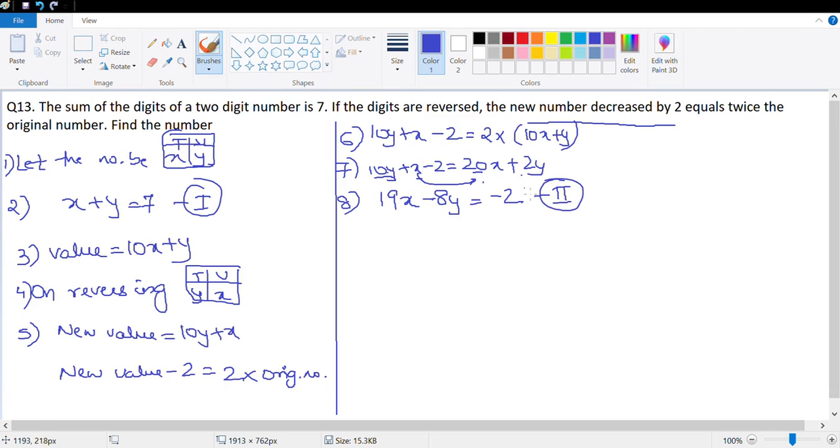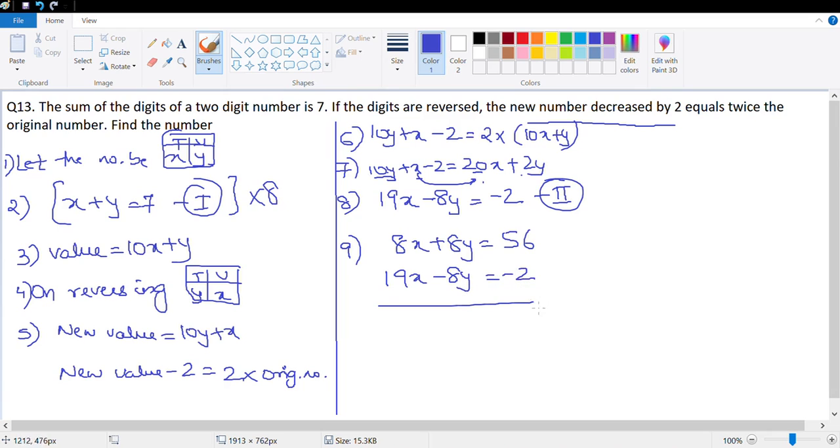How do we need to solve these two equations? Let's try and make the coefficient of y equal, which means I'll multiply the first equation with 8. What we have is 8x plus 8y is equal to 56, and 19x minus 8y is equal to negative 2. Let's add them. 19 plus 8, 27x, 56 minus 2, 54, which means x is equal to 2. So we've got the value of x.